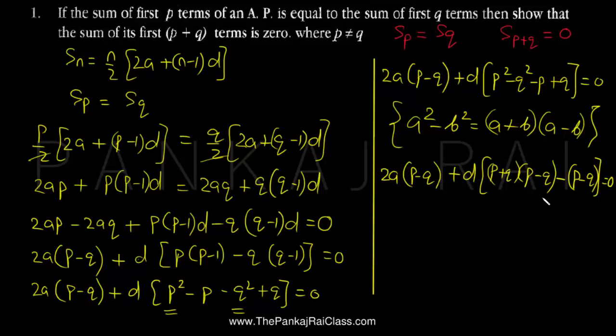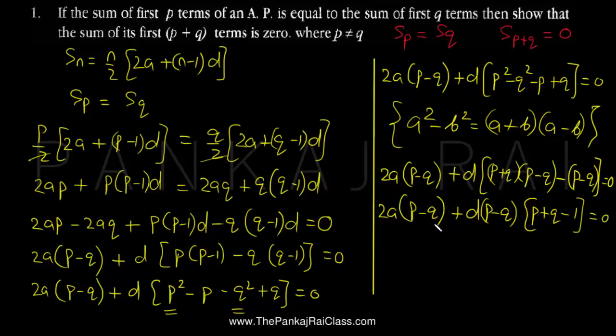Now if you see here, we are having p minus q as common, so let us take it out. So it will be 2a times (p minus q) plus d, we are having (p minus q) common, and within the bracket we are having this term which is p plus q, and this complete term is gone, so we are left with minus 1, the whole equal to 0.